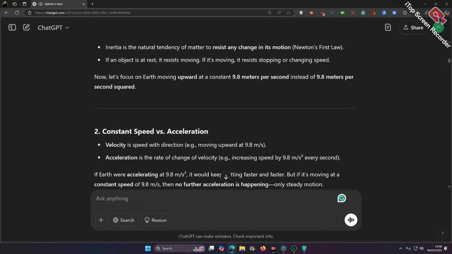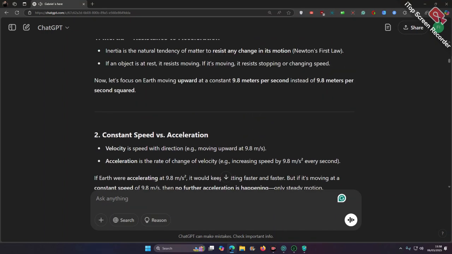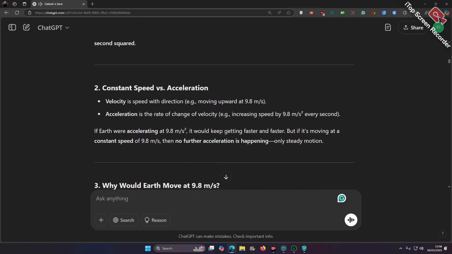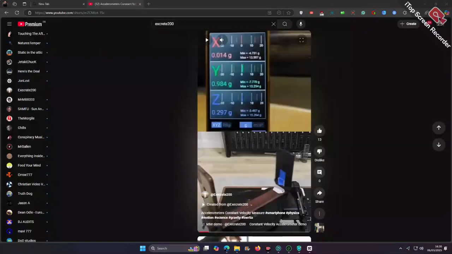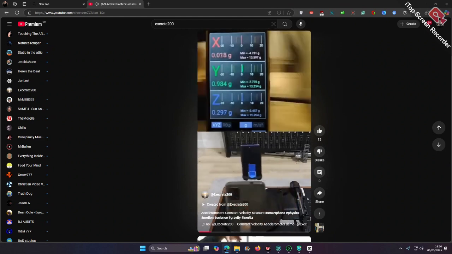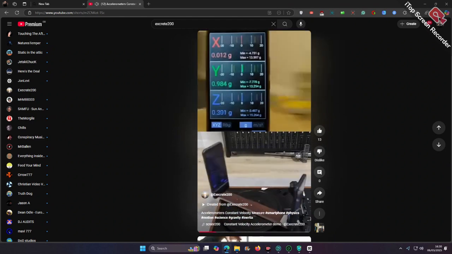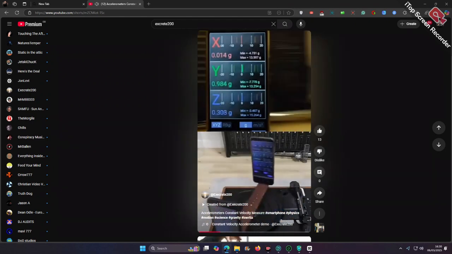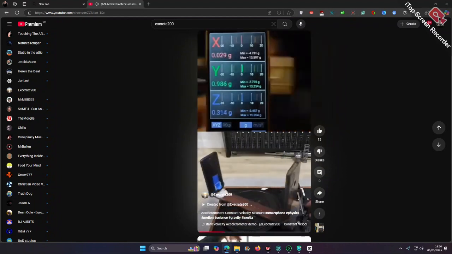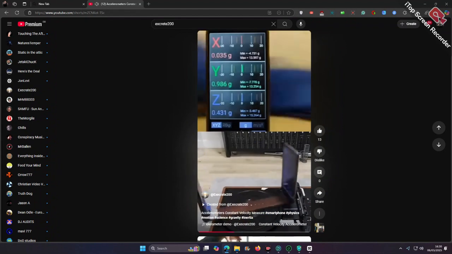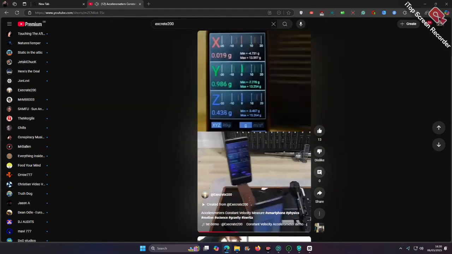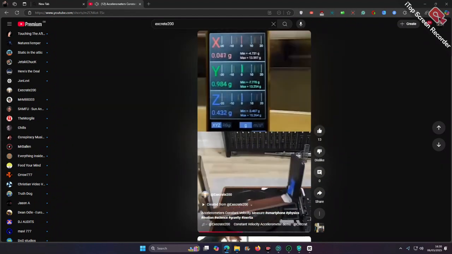Now, let's focus on Earth moving upward at a constant 9.8 meters per second instead of 9.8 meters per second squared. 2. Constant speed versus acceleration. Velocity is speed with direction, e.g. moving upward at 9.8 meters per second. Acceleration is the rate of change of velocity, e.g. increasing speed by 9.8 meters per second every second. If Earth were accelerating at 9.8 meters per second squared, it would keep getting faster and faster. But if it's moving at a constant speed of 9.8 meters per second, then no further acceleration is happening, only steady motion.